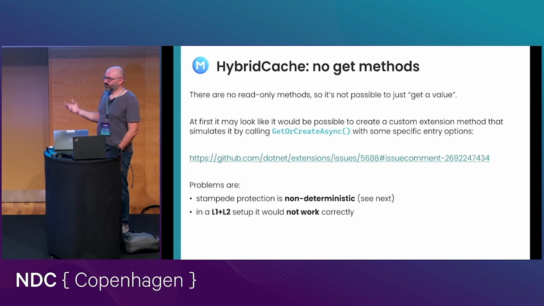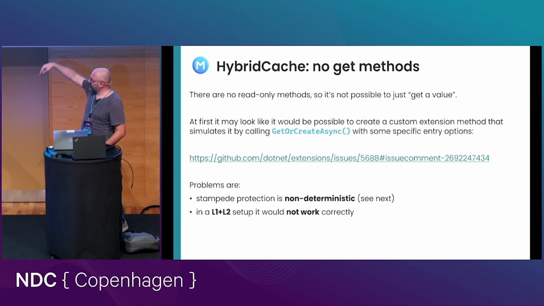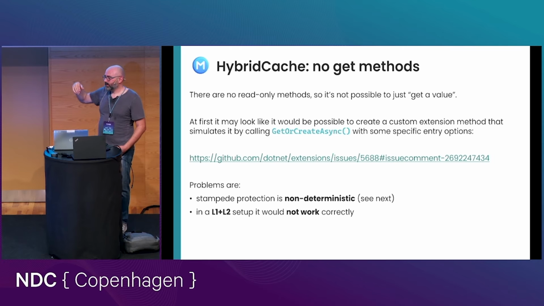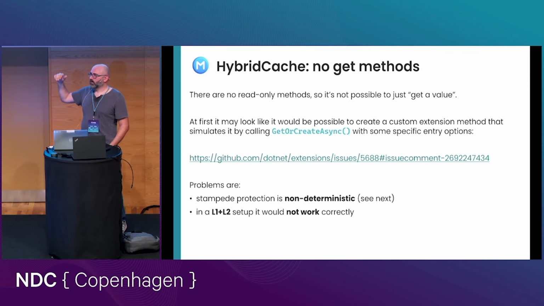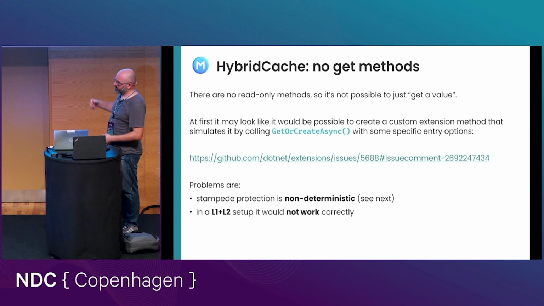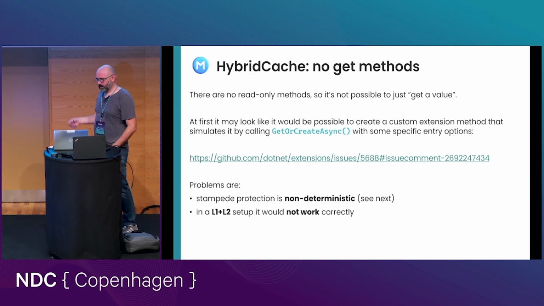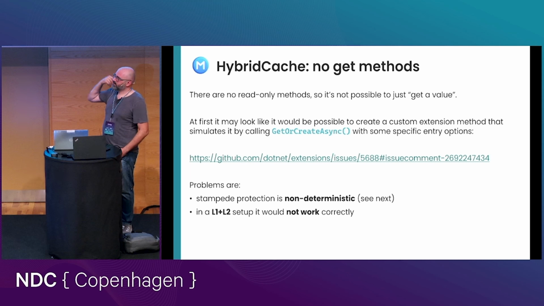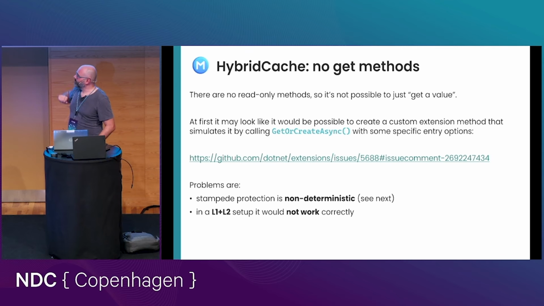Long story short, as of today, to the best of our knowledge, it's impossible for two reasons. The first is that in an L1, I'll start with the second. In an L1 plus L2 setup, the behavior will not be correct, meaning it will not copy automatically the value from L2 to L1. There are some entry options for what to do with a method call in the HybridCache. And you can say, in theory, disable L1, disable L2, don't write to L1 or L2. I tried, but it's impossible for the first problem.